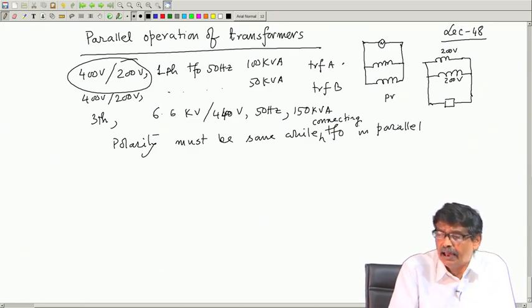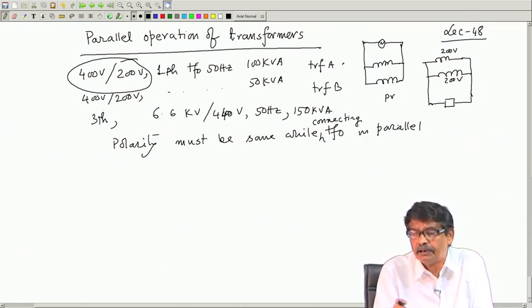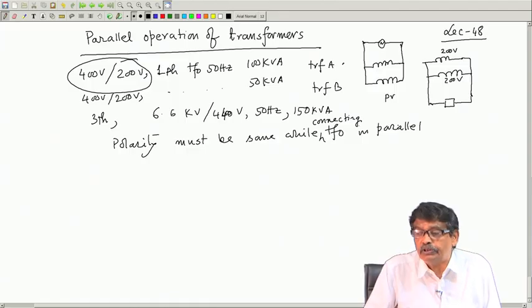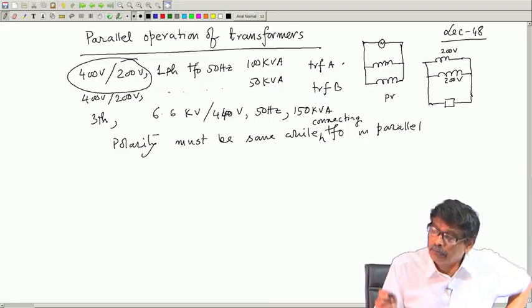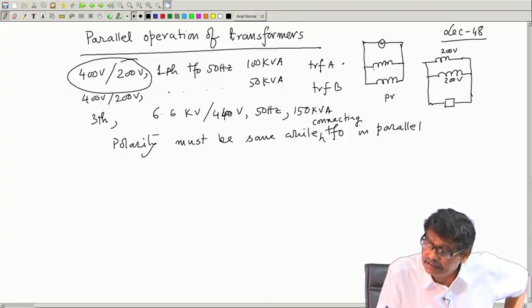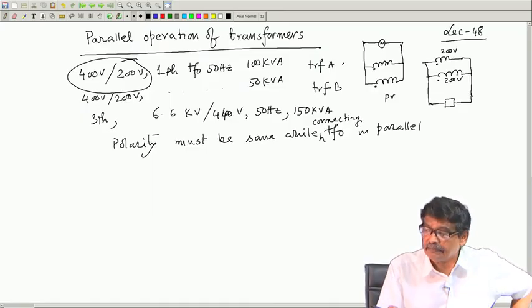So, voltage rating, and it should be connected in parallel with due regard to their polarity, otherwise there will be problems. So, what do I mean by this? Suppose this is the polarity marking of transformer A, this is the polarity of transformer B, and this is the correct way of connecting.